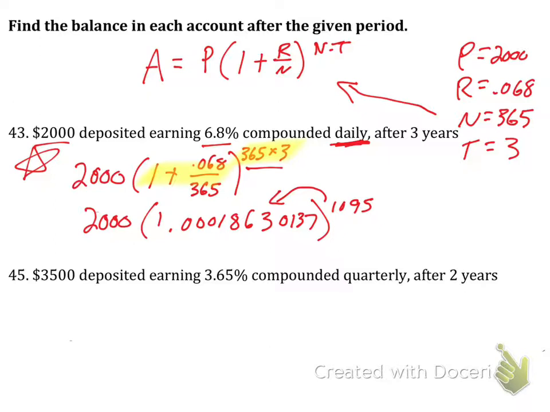Or I could just plug this all in. So I'm going to just plug it all in. I get 2,000. Oh, I did 20,000. So 2,000, parentheses 1 plus 0.068 divided by 365, and then parentheses, and then I got to raise that to 1095.